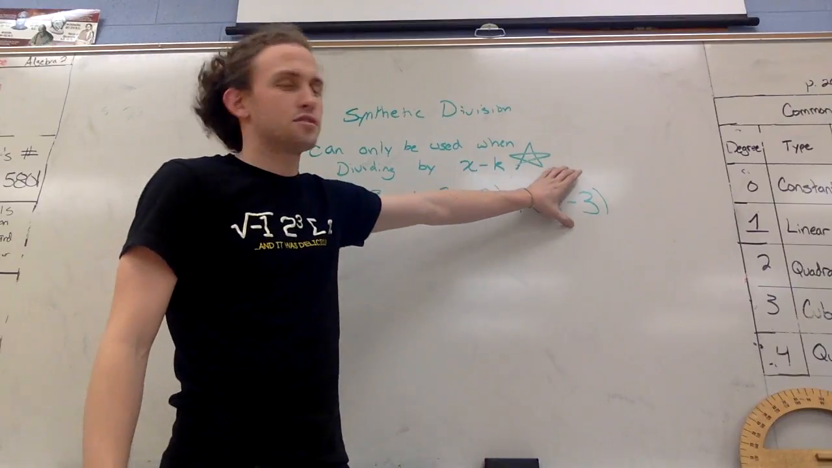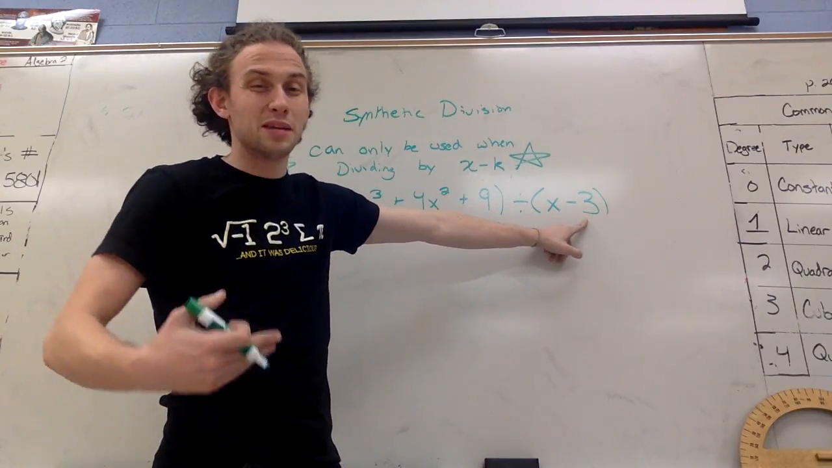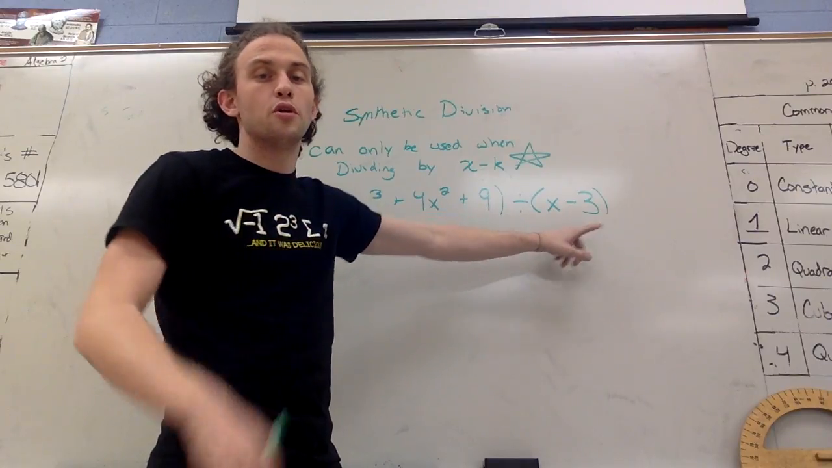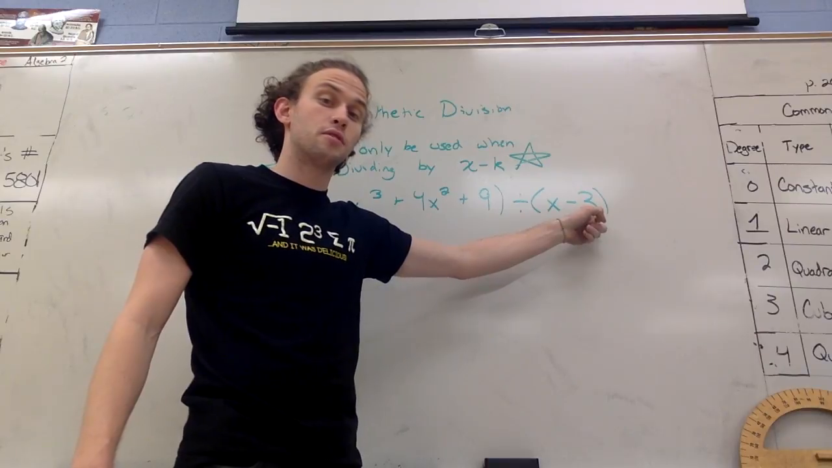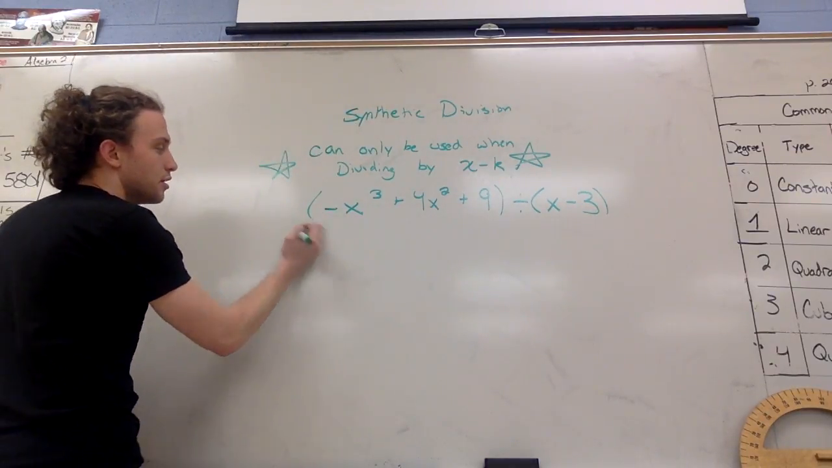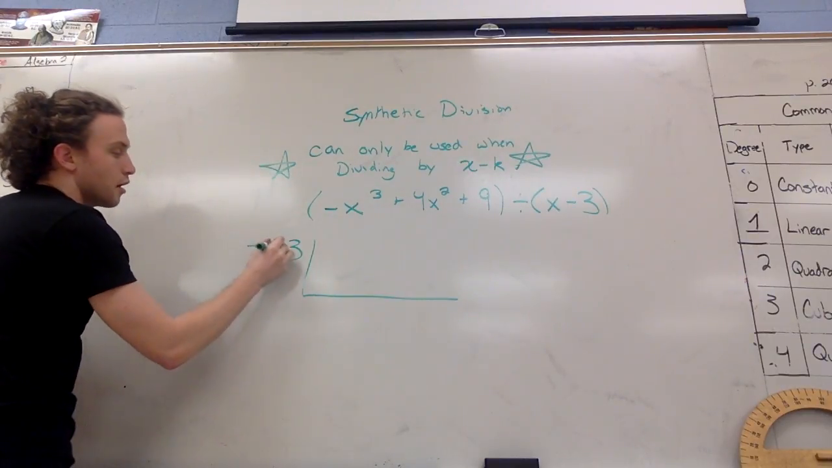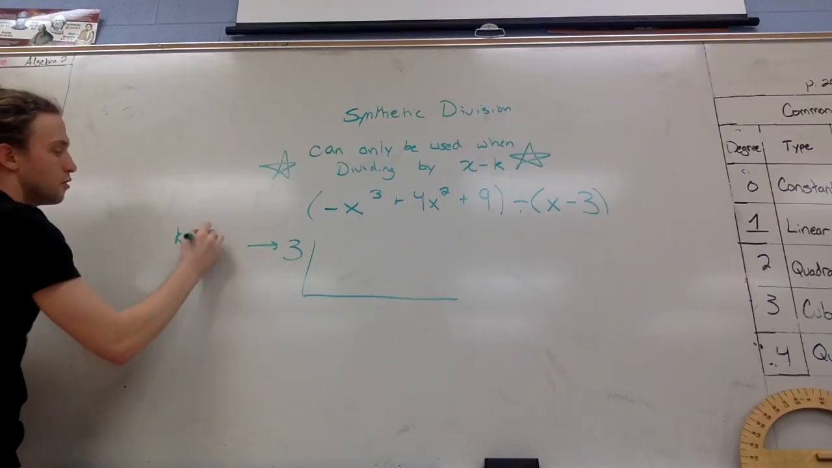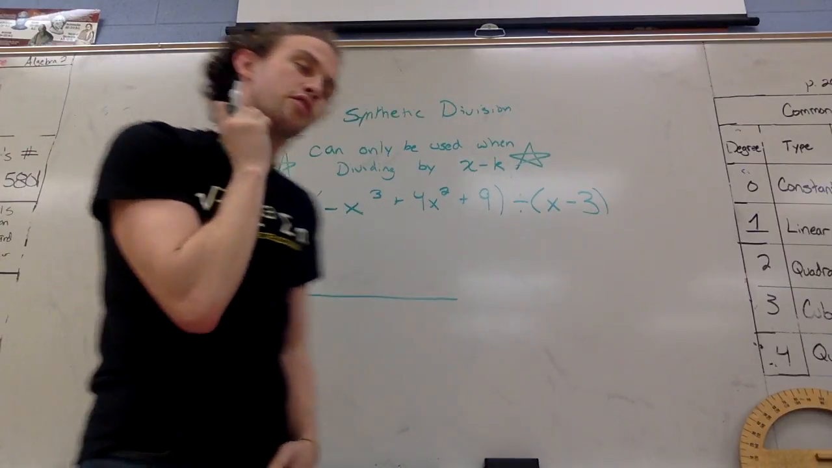The way you can think about this is to take the opposite number. It seems like a negative 3 in here, but actually it's a positive 3. So you always just take the opposite of whatever you see. If you see a plus 3 in here, you're going to use negative 3. So we're going to write that positive 3, our k value, right outside here. We're going to have this long box, and it's going to look kind of weird.